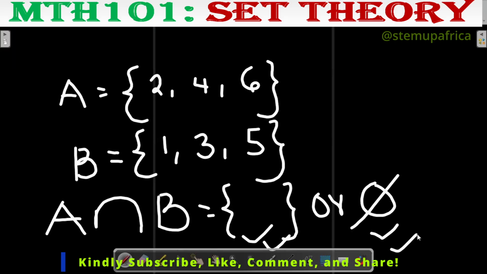So this is a typical example. Our A intersection B doesn't have anything in common, therefore it is an empty set. Is it understood? Yes, sir. I've gotten this one. So you understood this one, right? Yes, sir.